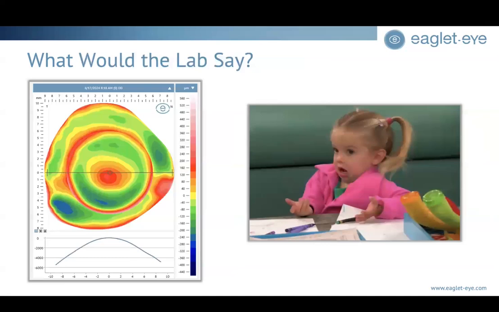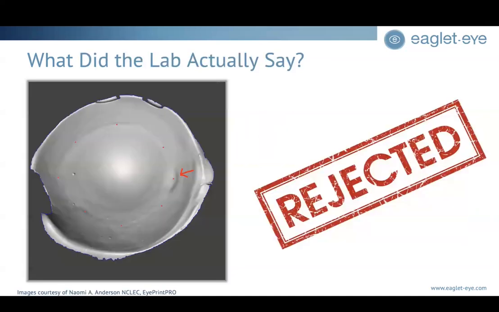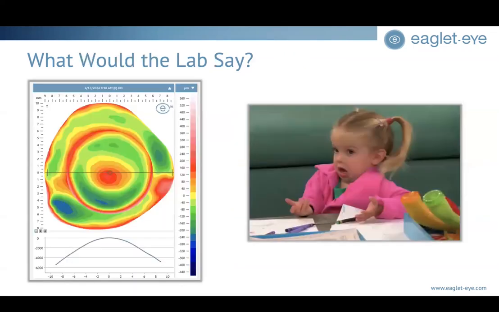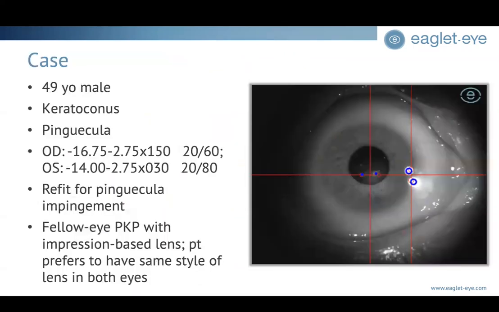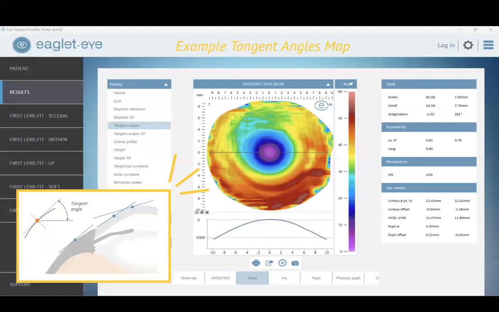We thought it would be a great scan, but the lab rejected this impression and this scan. The reason is because the patient still showed up with a little bit of an impression ring in the scan. And the one mistake I made on this case was looking at just the biosphere scan without pulling out the tangent one, which I can show you here, the tangent angles map.